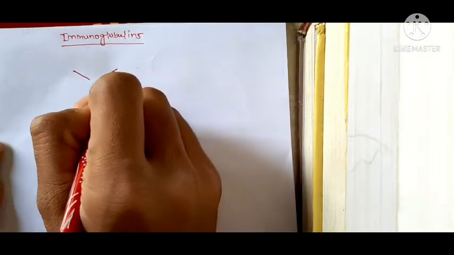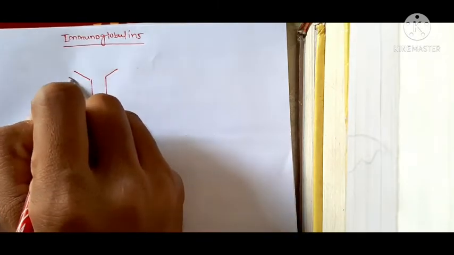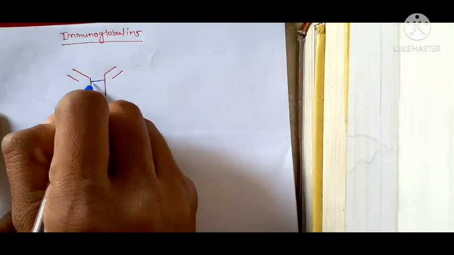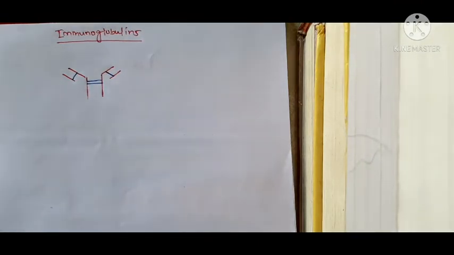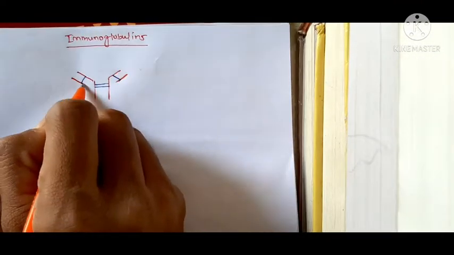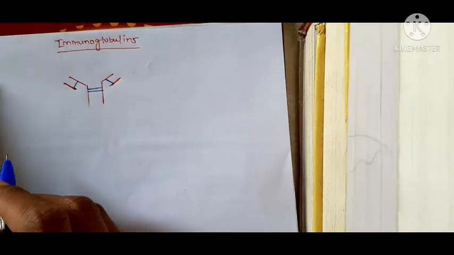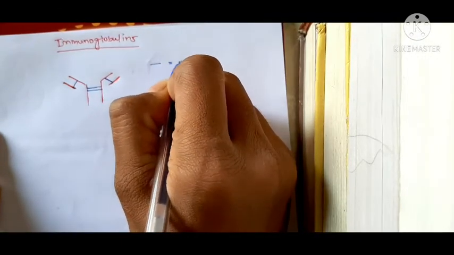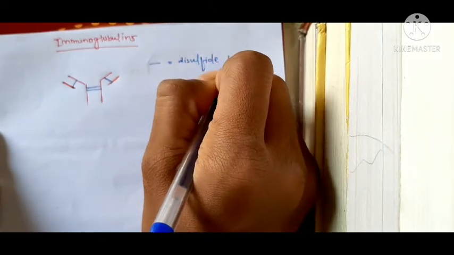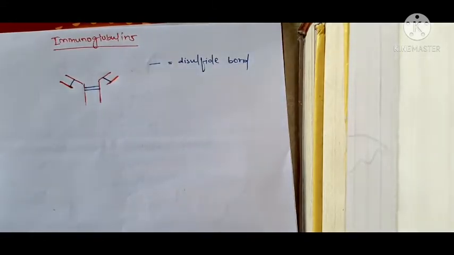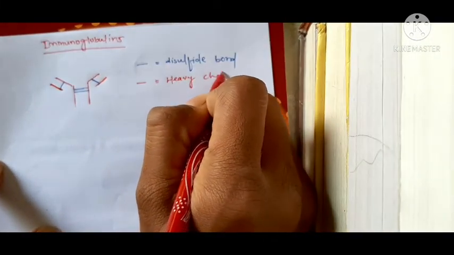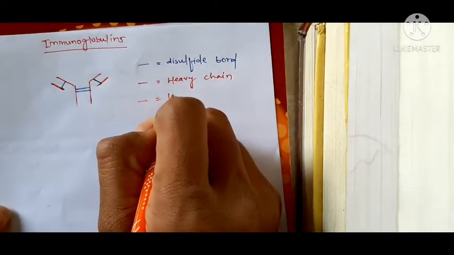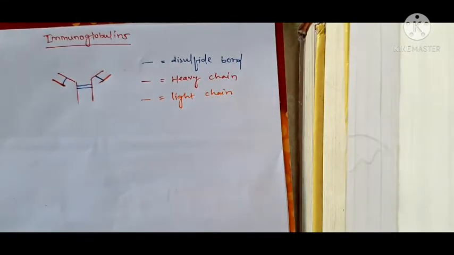So I have to draw the immunoglobulin structure. This is an immunoglobulin structure. It is a tetrameric protein. In blue we draw the disulfide bridge, and in orange pen I draw the light chain. In blue, the disulfide bond, and then in red pen the heavy chain. The heavy chain is in red, and in orange is the light chain.